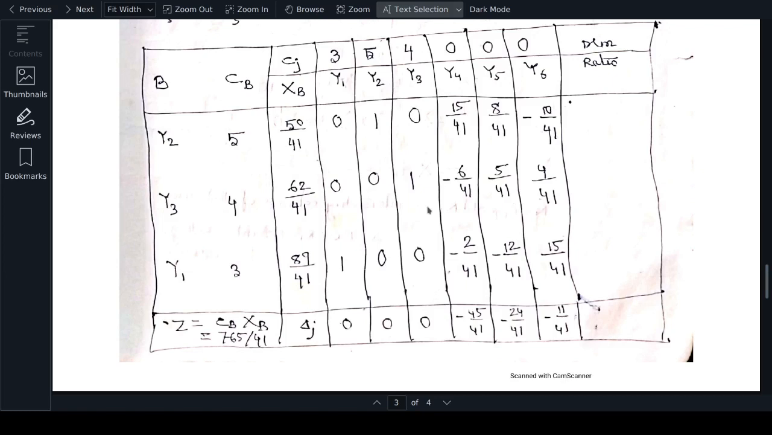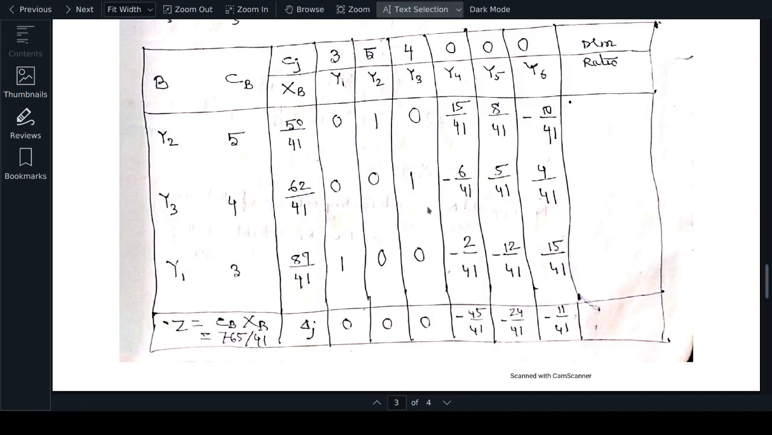Sir, the y1, y2, and y3 columns have to be greater than or equal to zero, not y4, y5, y6, because y4, y5, y6 are the slack variables s1, s2, s3, right? So they don't have to be greater than or equal to zero. Only y1, y2, y3 are needed for it to be an optimal solution?